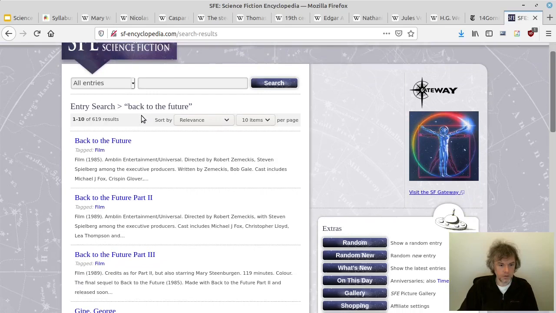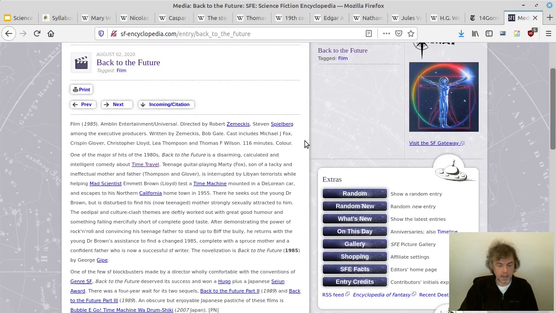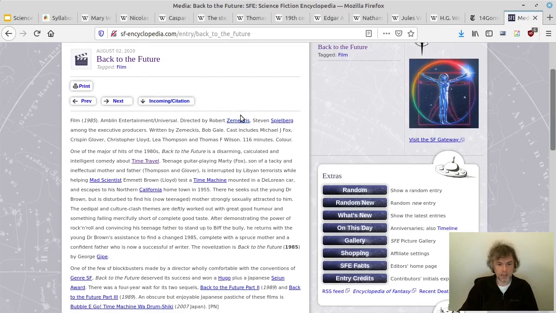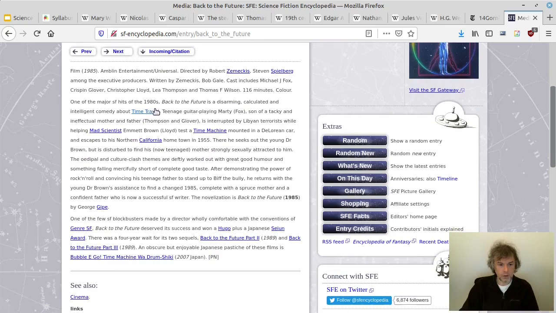And you can see the first entry here, Back to the Future, tagged as film. I'm gonna click on that. And you can see that the entries are all interconnected and linked. So you can find Robert Zemeckis, find out more about him. It's produced by Steven Spielberg, find out more about him. You can see that it's a time travel story.